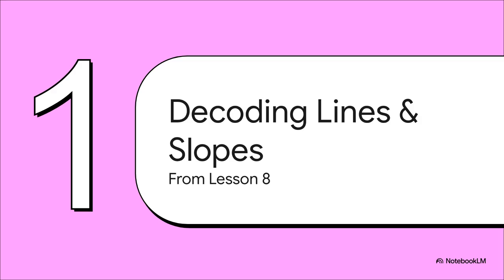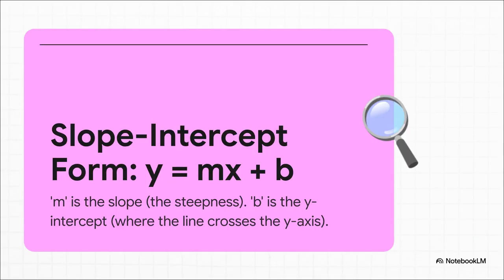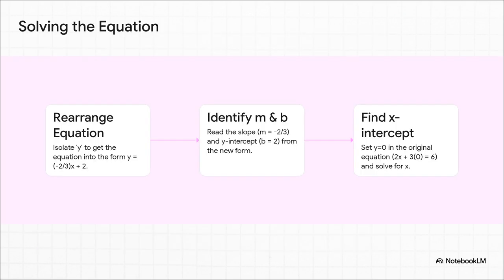We're kicking things off with the basics from Lesson 8, which is all about understanding the parts of a line on a graph. This is the first kind of problem you're going to see. It's basically asking you to take this equation and pull out its 3 key stats: how steep it is, and exactly where it hits the x and y axis. Now, the secret weapon for this is the slope-intercept form, y equals mx plus b. Seriously, if we can just make our equation look like this one, the answers practically jump out at us. So, how do we do it?